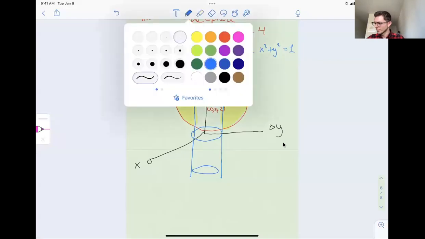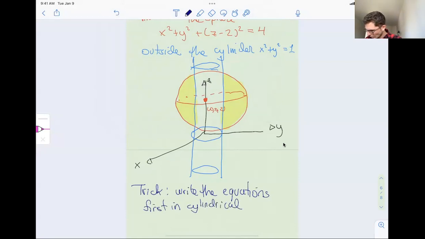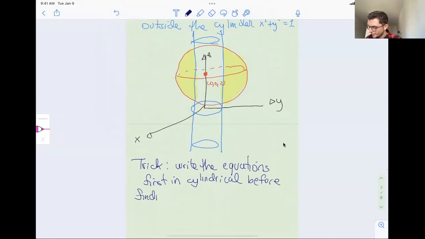So here's a trick that you can do. Sometimes it's useful to write the equations first in cylindrical coordinates, even if you're using spherical. So write the equations first, before finding everything in spherical.